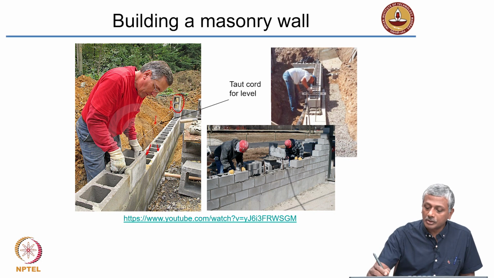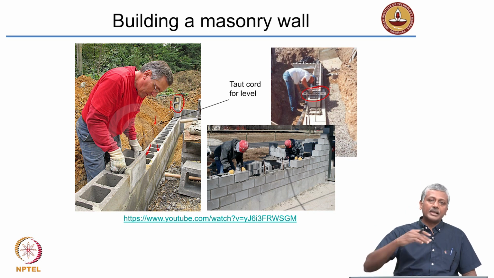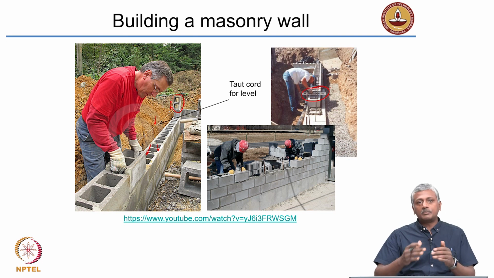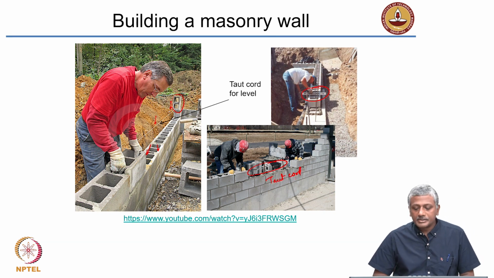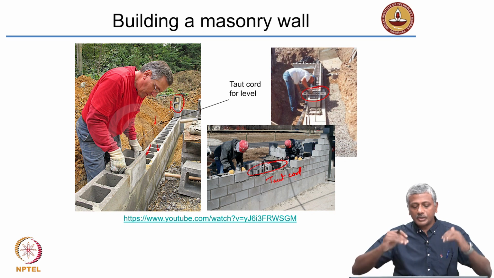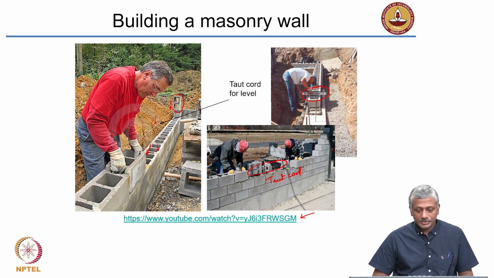Again, it is not very clear here, but what this person is doing is checking the level of the masonry unit by using a bubble spirit level, which is typically used in workshops. You may have used it yourself. The bubble spirit level helps you check whether the blocks are aligned perfectly horizontally or not. Again, here you see an example of the taut cord being used. This is the masonry wall that is being built slowly, and there is a nice video which captures this entire process.